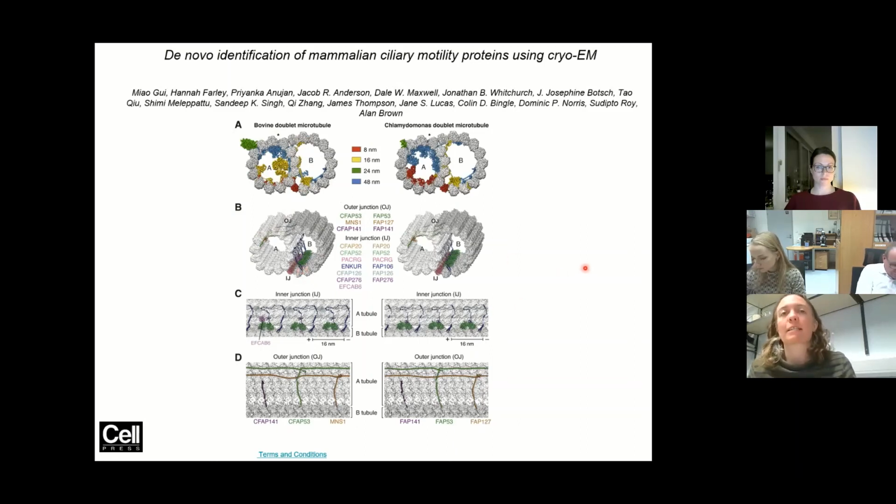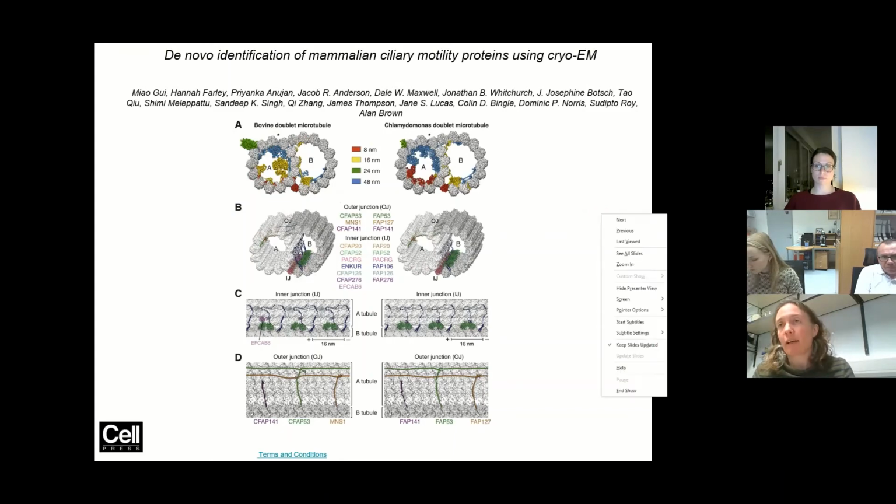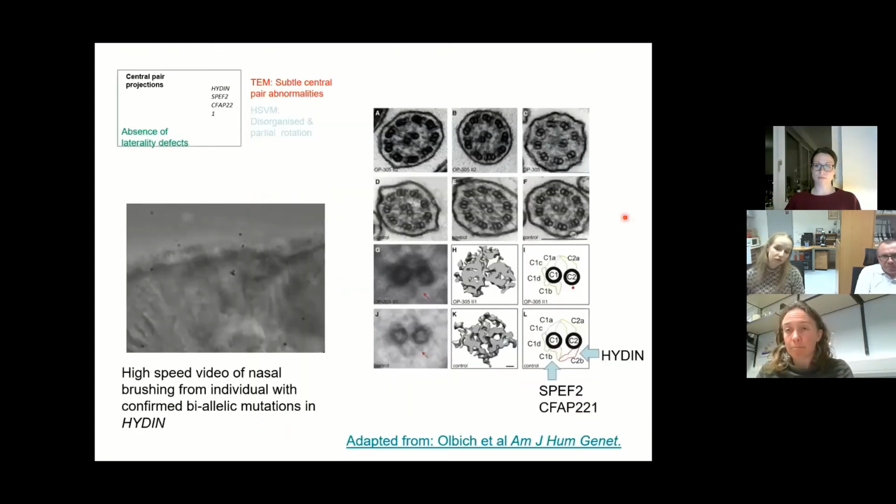I would recommend it as a paper to anyone who's keen to know more, because really I think most of the proteins that make up the ciliary structure will probably be solved this way and will be able to be seen by electron microscopy, providing you have the time and the right equipment. So this takes us back to central pair defects.